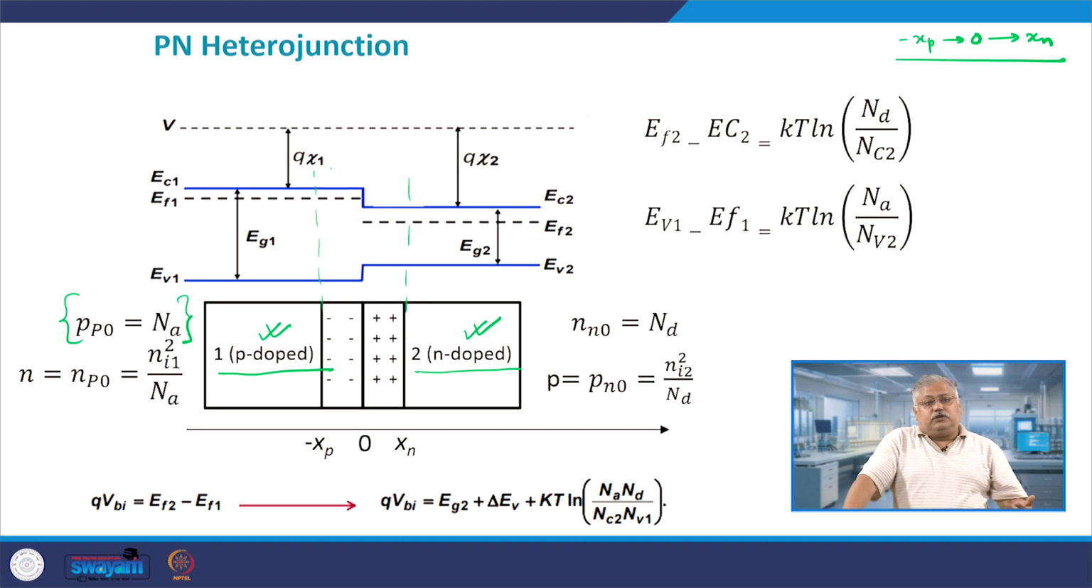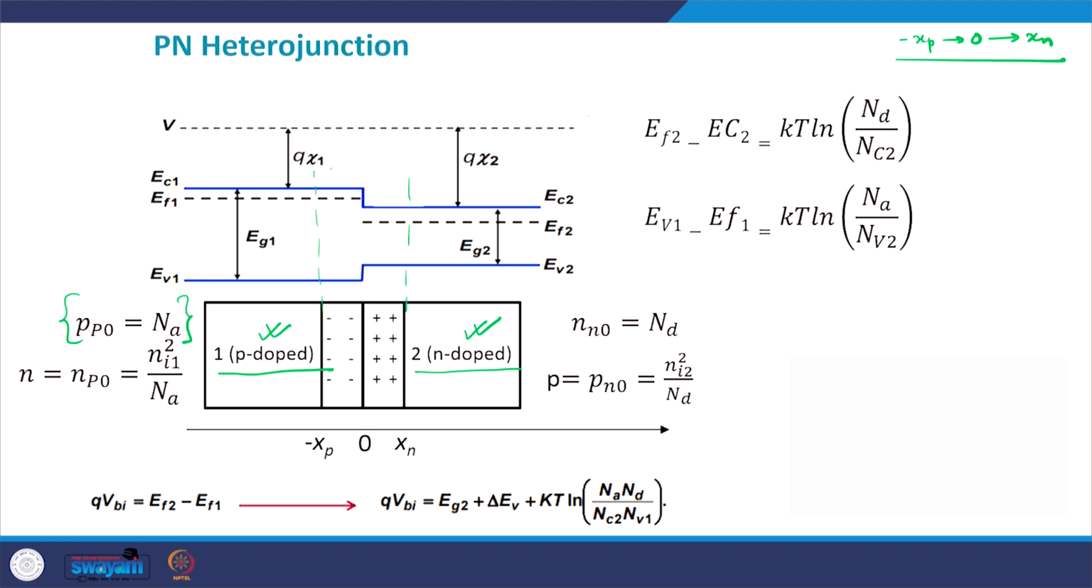pp0. pp0 is the hole concentration on the p side, the number of holes generated, and np0 will be equal to Ni squared by Na, and that is what I have shown here. Ni squared, where Ni is the intrinsic carrier concentration, divided by Na, and all these assumptions are based on first principles, assuming you have 100% ionization.